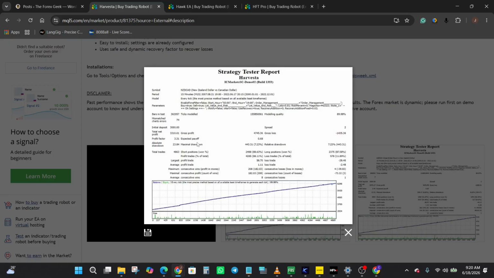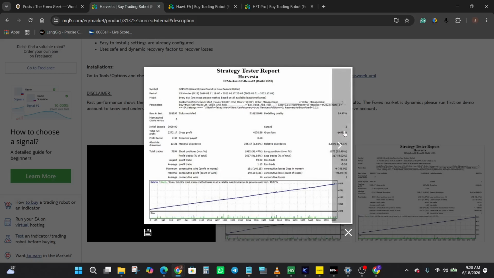So based on the reports we have here, initial deposit $3,000, total net profit $3,310.01. The total trades taken were 4,863, out of which 4,285 were profitable, giving us an 88.11% win rate. Okay, so this is NZD CAD 15 minutes time frame. Here we have GBP NZD 15 minutes as well.